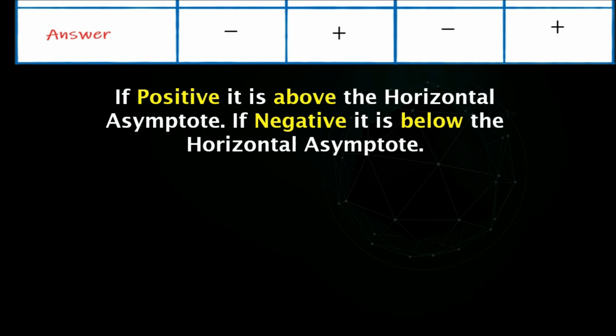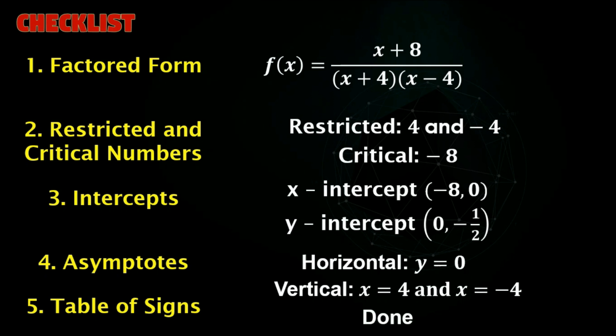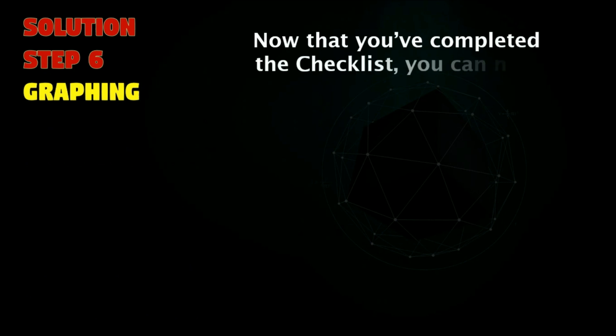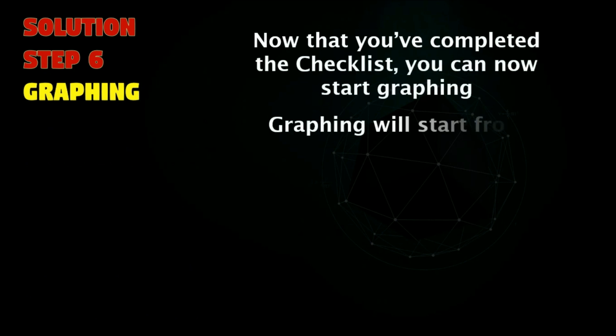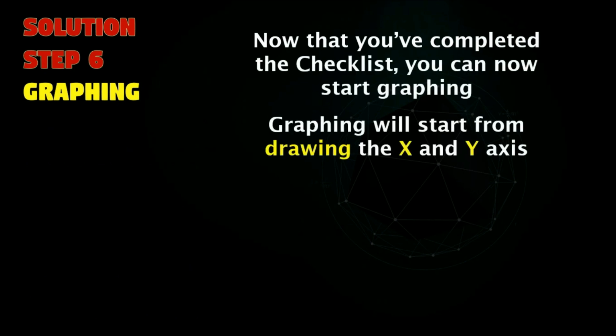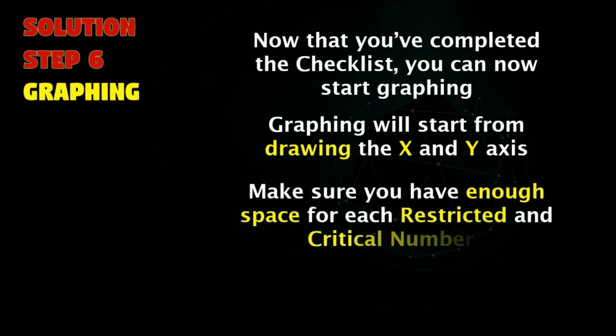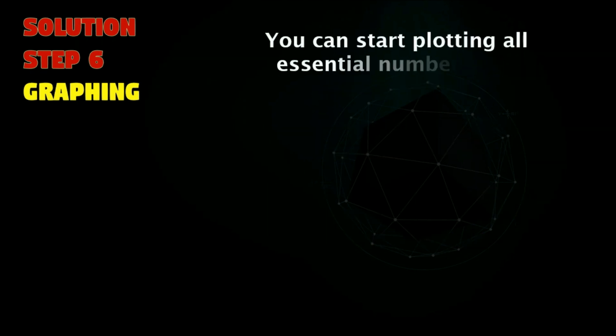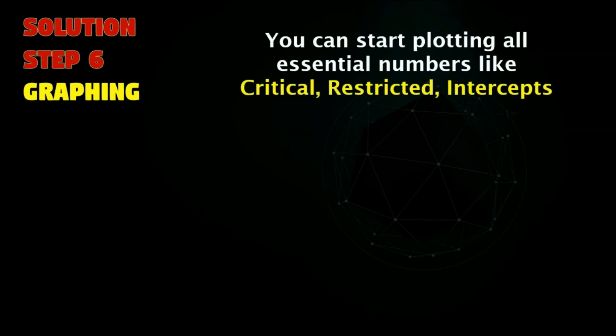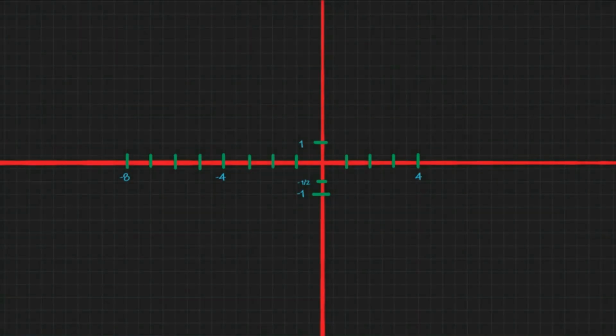The last step is the graphing itself. Now that you've completed the checklist, you can now start graphing, and it will start from drawing the x and y axis. Always make sure that there is enough space for all of restricted and critical numbers. You can start plotting essential numbers like the critical and the restricted and the intercepts, and it will look like this.